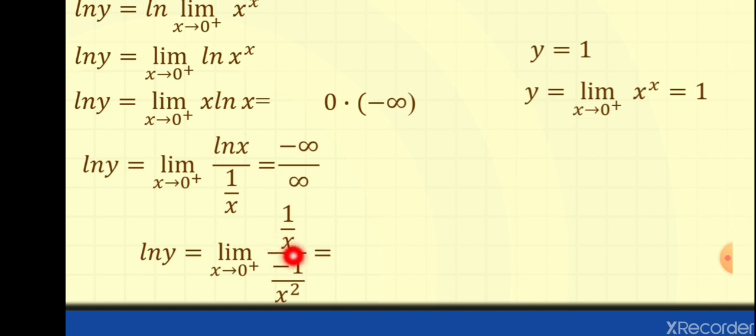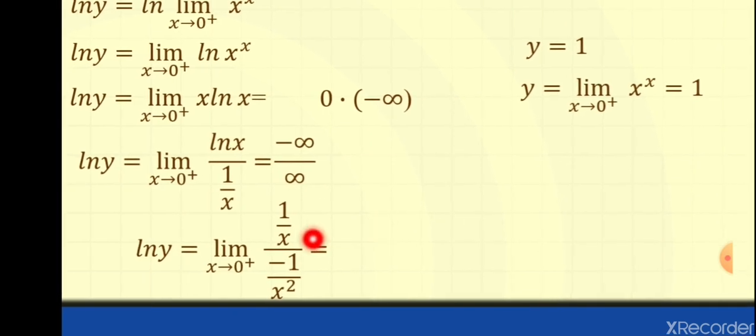So this x can be cancelled with the x from below. So the final answer is negative x. So you have here a limit of negative x, and if you substitute x equals 0, then ln y equals 0, and in this case ln y equals 0, so y equals 1. So our final answer is 1.